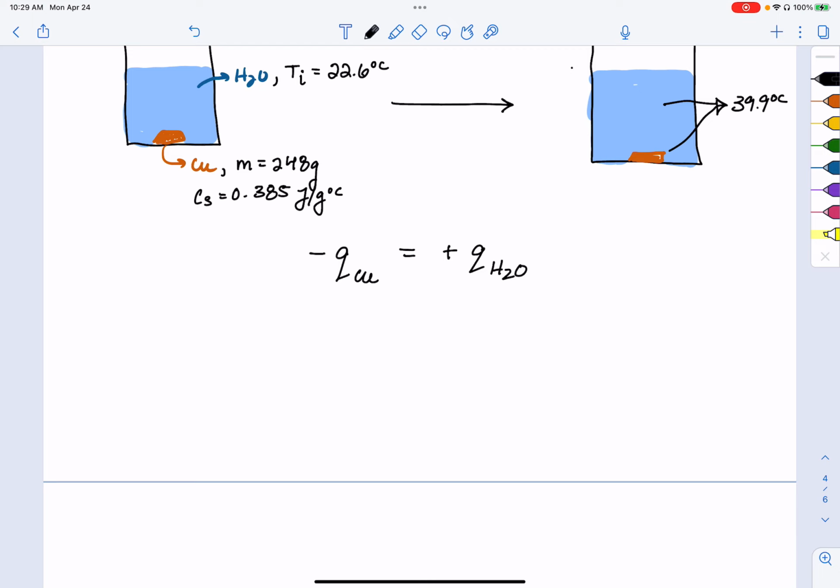So let's whip out our MCΔT equation. For the copper, that's going to be negative mass of copper times the specific heat of copper times the change in temperature of the copper. And that's going to be equal to the mass of water times the specific heat of water times the change in temperature of the water.